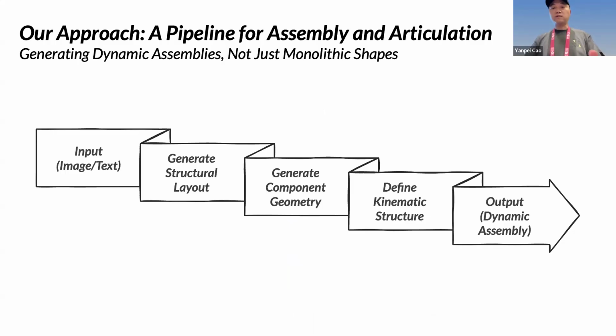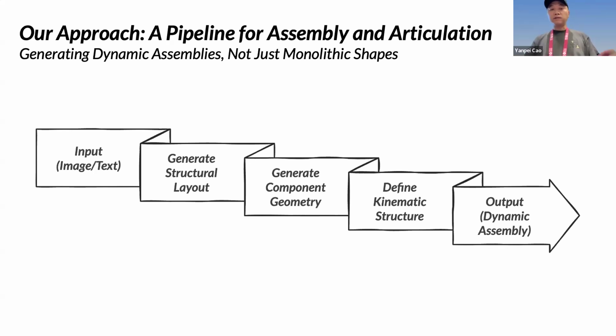So how do we solve this? Our solution is a generative pipeline designed from the ground up with a fundamentally different goal. The goal is not to create a single monolithic shape. The goal is now to create a dynamic assembly. And to do this, our pipeline first generates a structural layout, which serves as a blueprint defining the object's parts and their relationships.